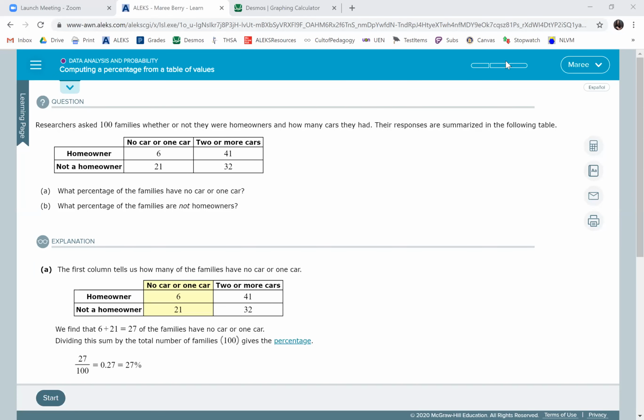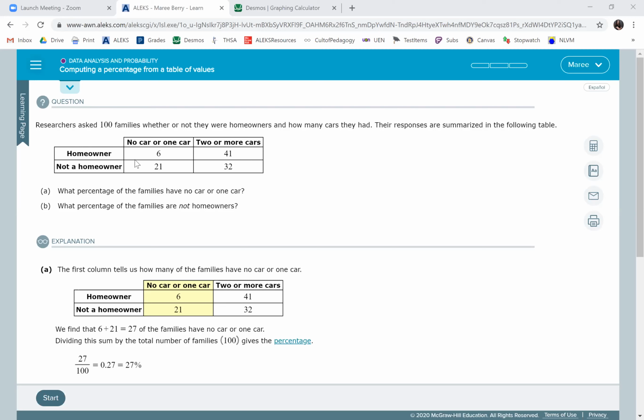On this topic, we're going to be finding percentage just based on what's on the table. They're giving you a table with information on it, and then you're just supposed to find the percentage of people that have the certain thing they're talking about. For instance, on this particular example, it says what percentage of the families have no car or one car.